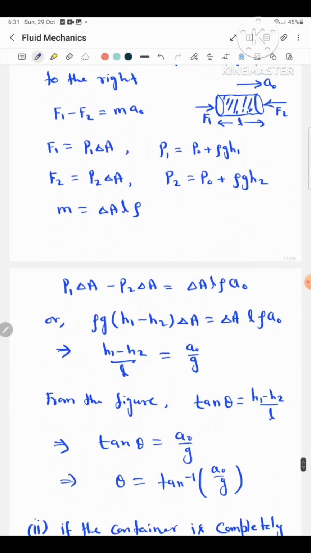So we will put these values. P1 delta A minus P2 delta A is equal to delta A L rho A0. From this we got (H1 minus H2) upon L is equal to A0 upon G.